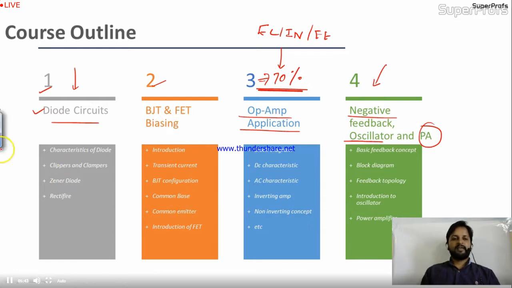So today we are going to start the first unit. In the first unit, we'll see the characteristics of the diode, clippers and clampers. These are applications of the diode. We'll see generators, rectifiers, etc. There are so many individual subtopics, and we are going to study them also.